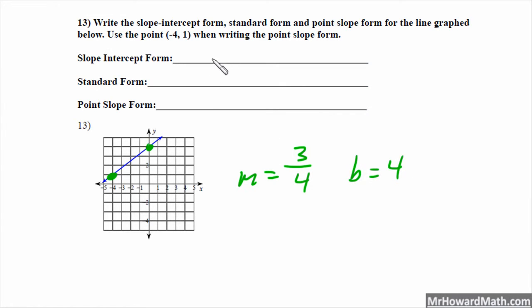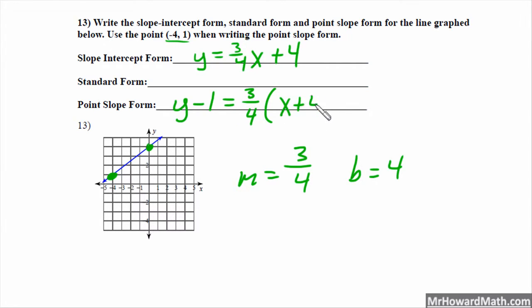So slope-intercept will be easy. It's y equals 3/4 x plus 4. From there, I can write my point slope, and the problem says use the point negative 4, 1 for point slope. So that would be y subtract 1 equals my slope is 3/4. I found that from the graph, times the quantity x plus 4.